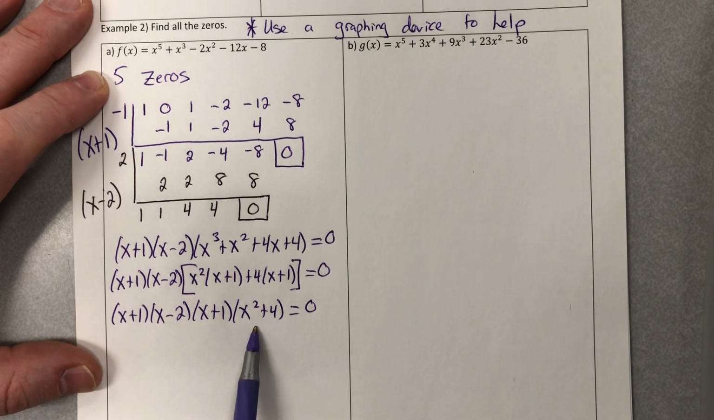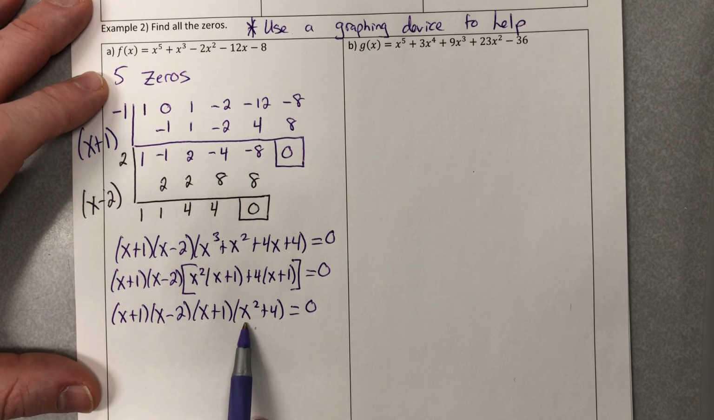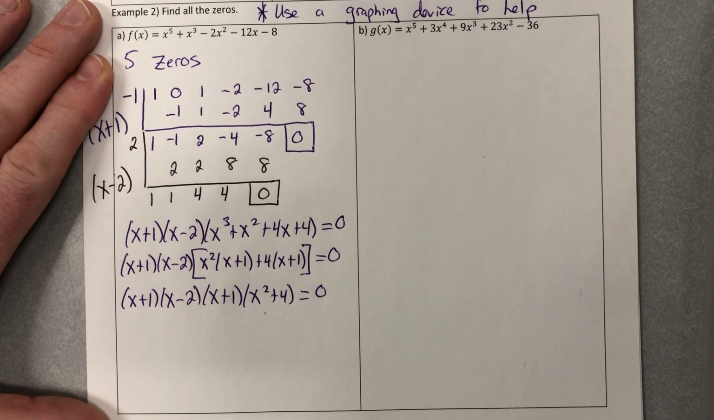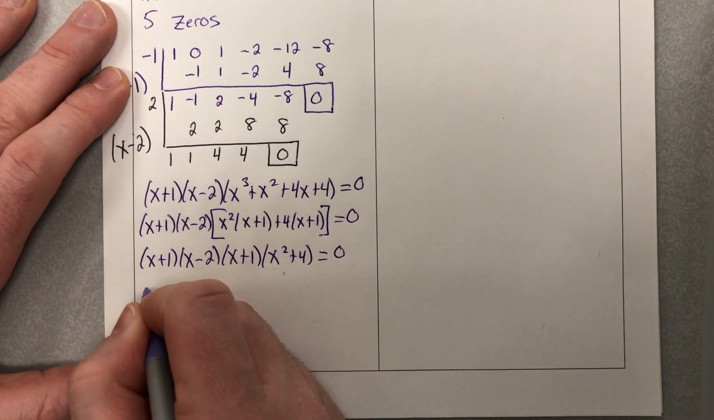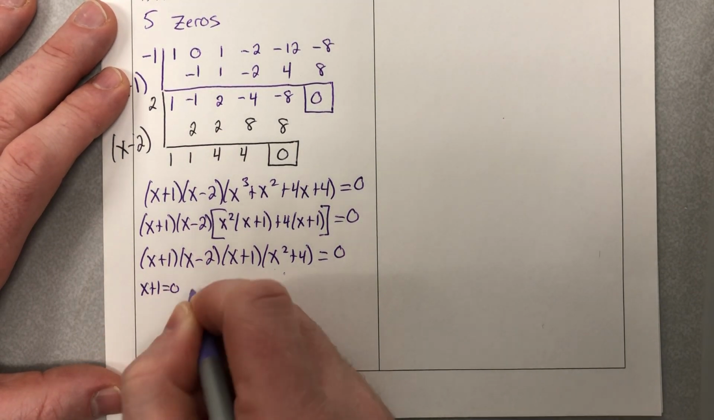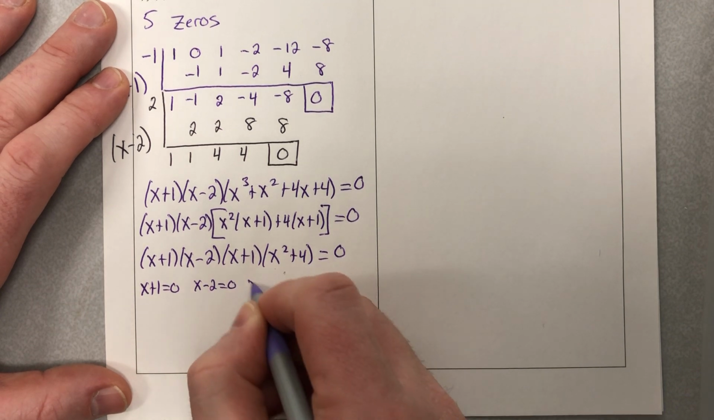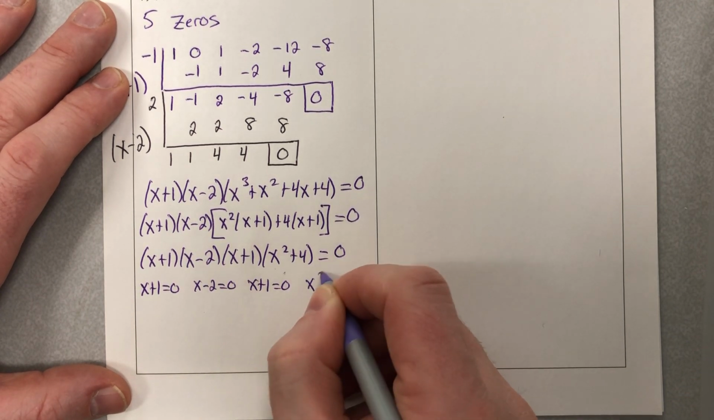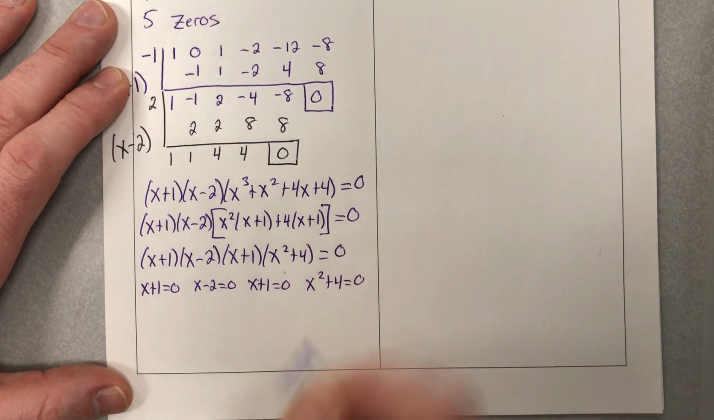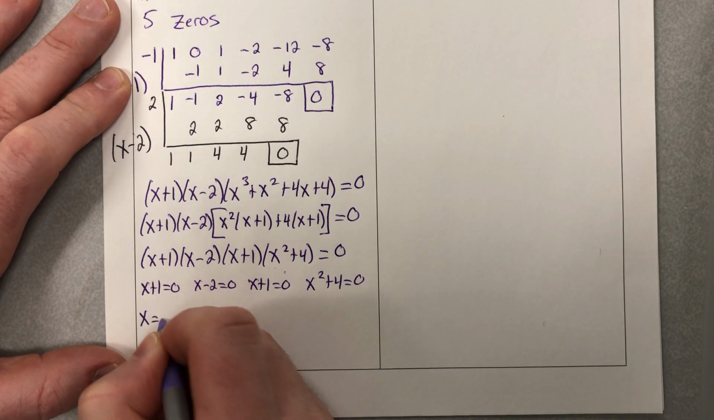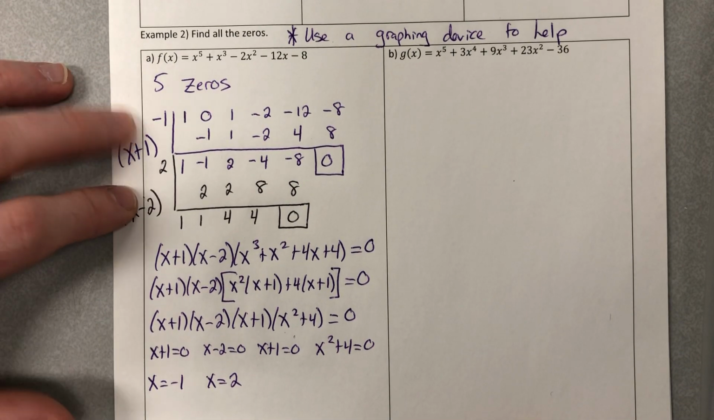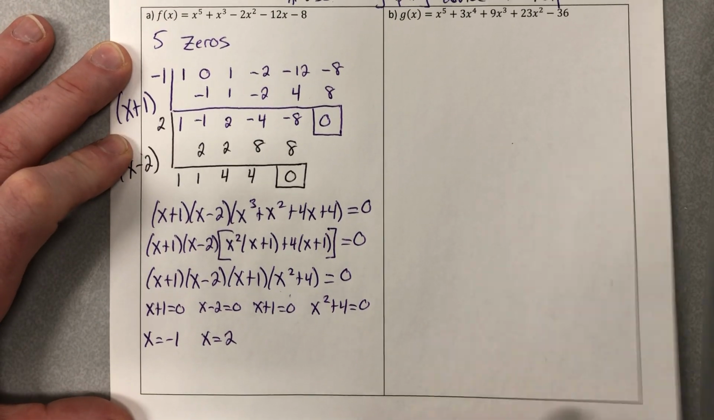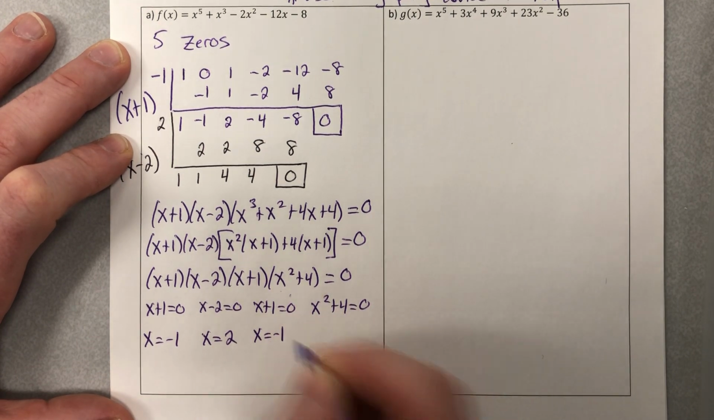Now, a lot of you are going to want to factor this further. You actually can't, because it's not the difference of squares. This is the sum of squares. But what we're going to do now is set them all equal to 0. So the first one would be x plus 1 equals 0, x minus 2 equals 0, x plus 1 equals 0, and x squared plus 4 equals 0. So I would get x equals -1, x equals +2. We already showed that with these up here. I would get -1 again, totally fine.